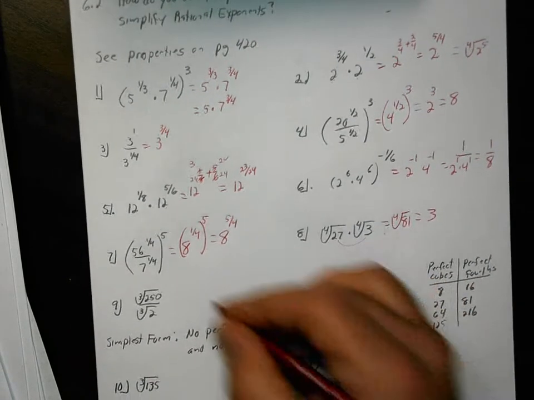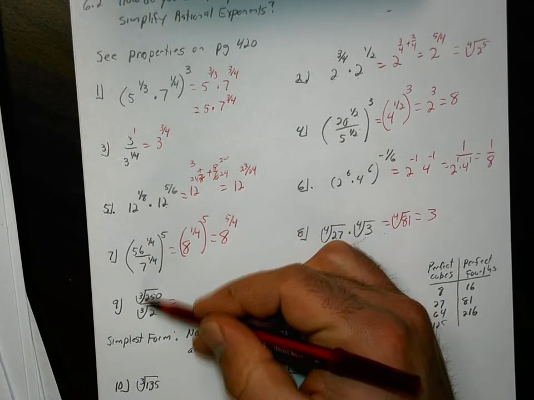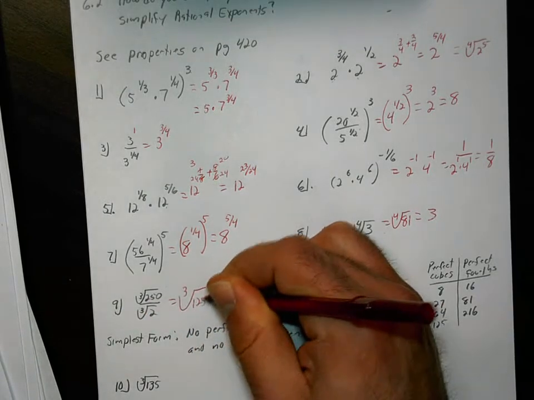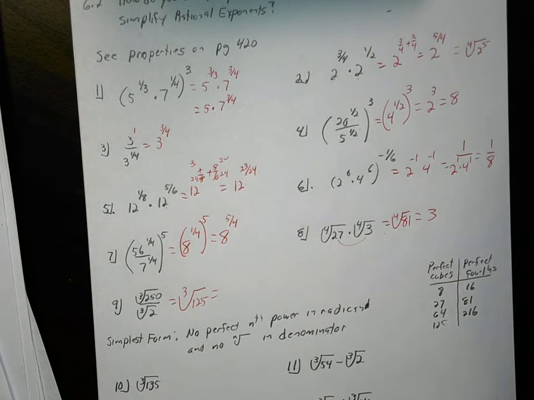Number 9. The roots are the same, so we can divide these. We'll get the cube root of 125. Cube root of 125 is 5, because 5 cubed is 125.